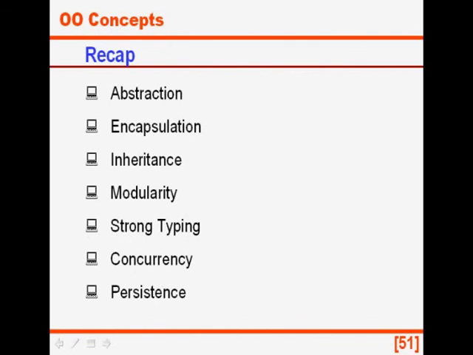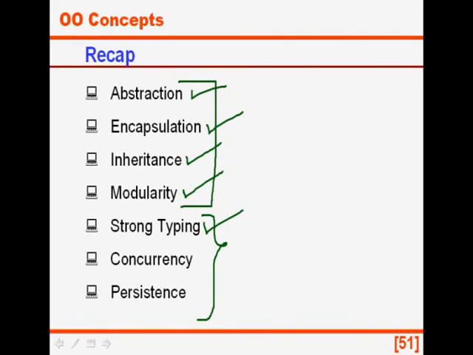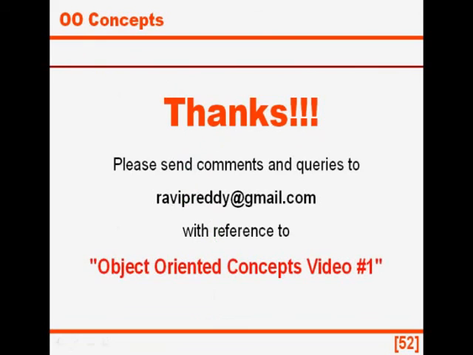So, to recap, let's look at the four major features of object-oriented programming. They are abstraction or modeling, encapsulation or implementation hiding, inheritance, which could be single or multiple, and modularity. And the other three features, which are also very important for object-oriented programming in the modern context, are that it should be strongly typed, it should support concurrency, and there should be a mechanism to persist the state of objects across time.